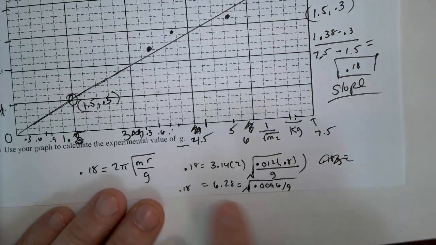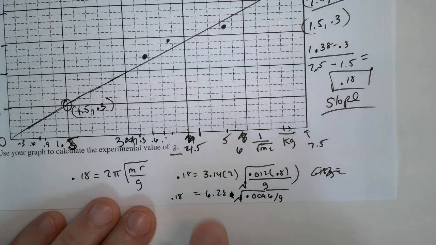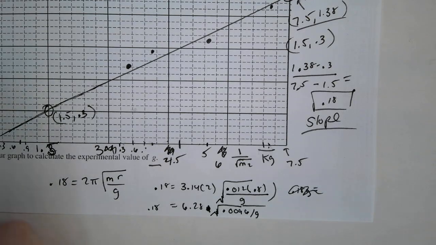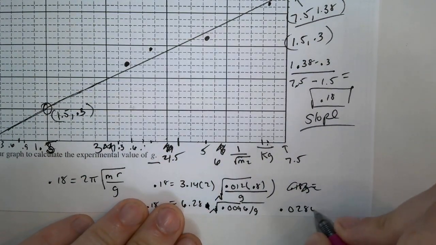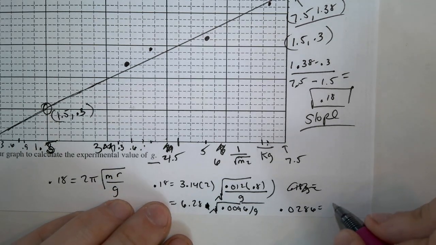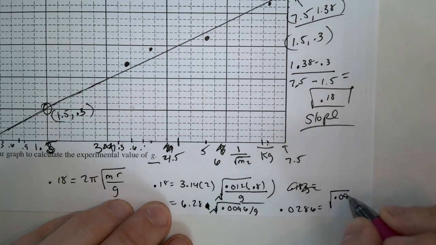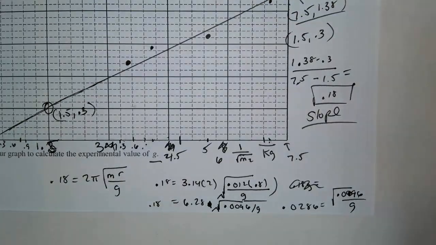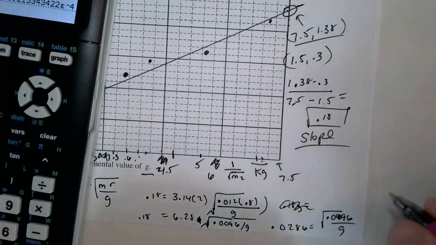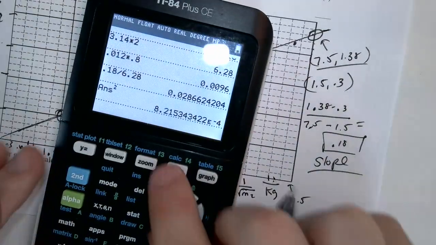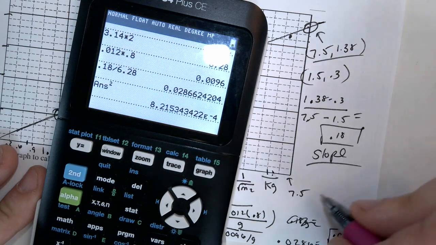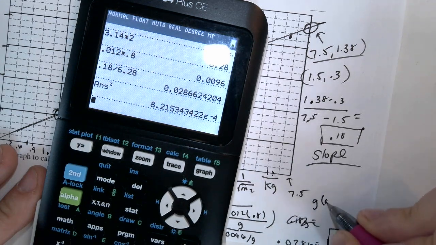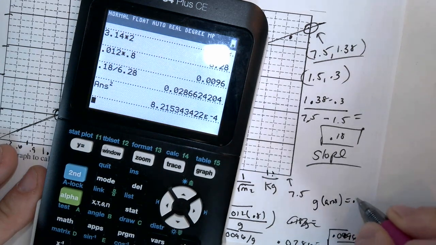I'm going to divide by 6.28. 0.18 divide by 6.28, and I get 0.0286 is equal to the square root of 0.0096 over g. I'm going to square both sides to get rid of the square root. And then I'm going to multiply by g. So I squared both sides. I got an e number, so that's annoying. And then I got to multiply by g. So this is going to be g times my answer is equal to 0.0096.